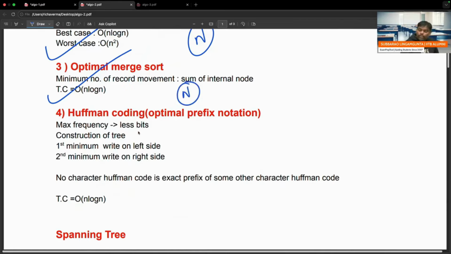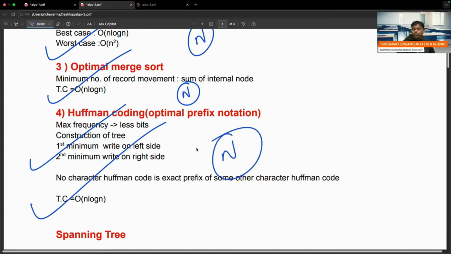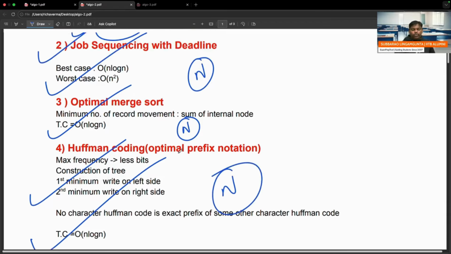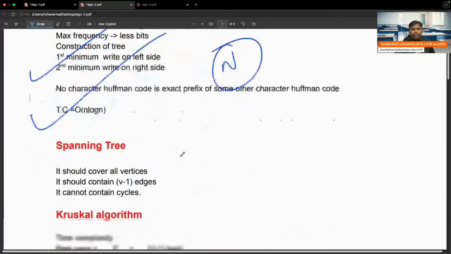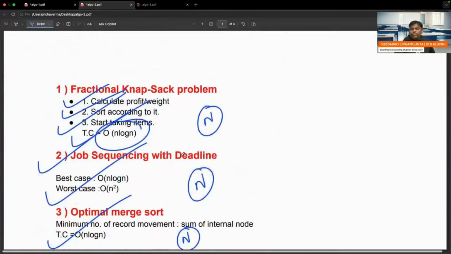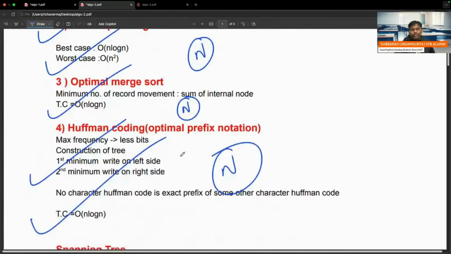Huffman coding: more frequency, fewer bits. That is the idea. Construction of tree: take the first minimum and keep it on the left side, take the second minimum and keep it on the right side. Add them and continue. Every time two minimums, so 2 log n each time, done n minus 1 times. So 2 log n into n minus 1 gives n log n time complexity. Here also you can expect numericals. These are very simple. One time, please go through it. Most probably you can expect one question from this. If you are lucky, you may get 4 marks from this.